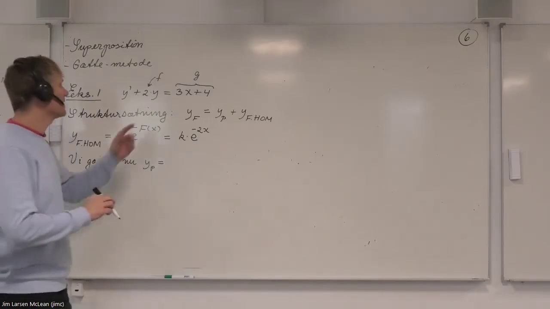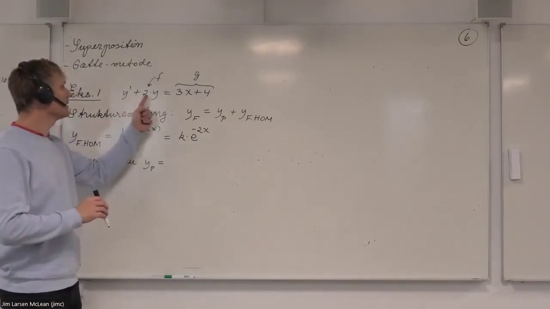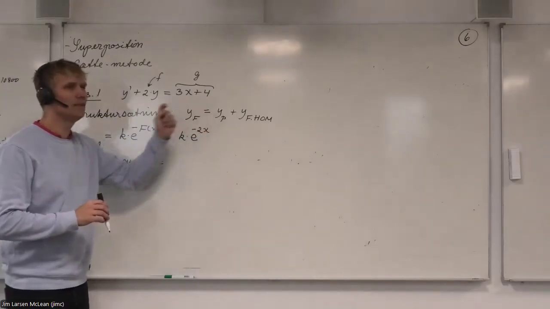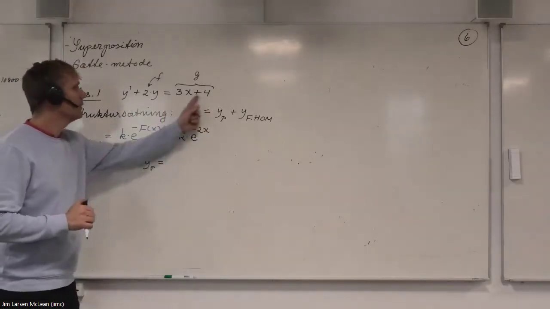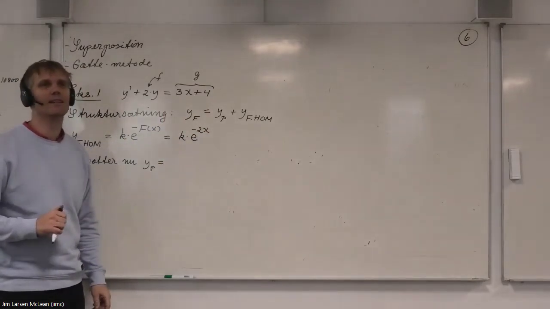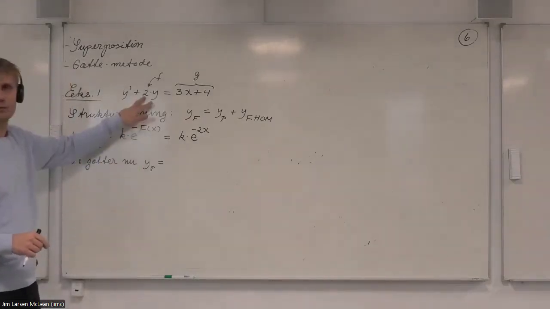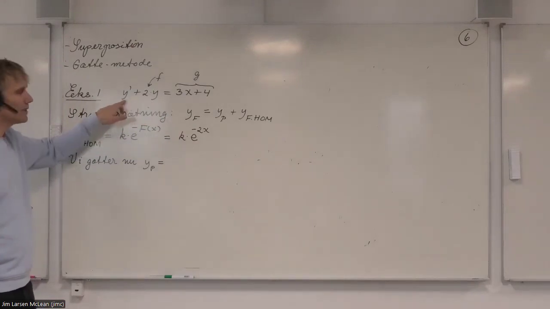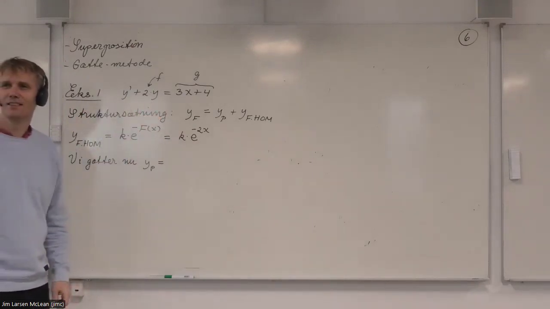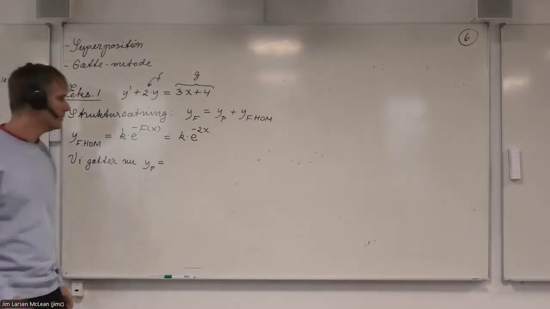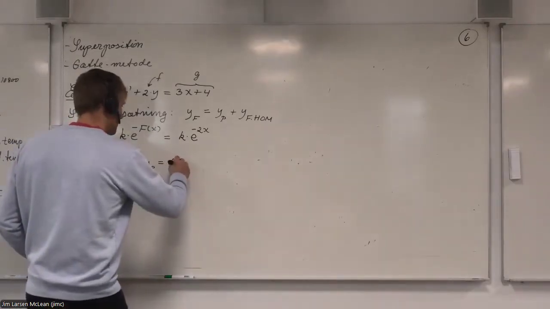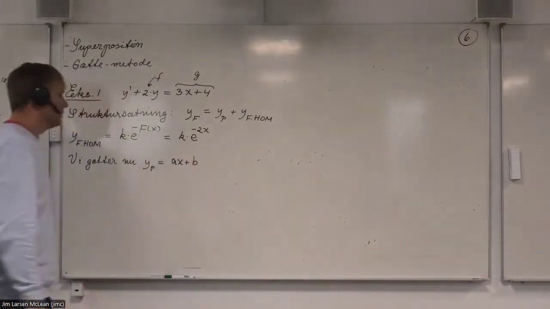So if I need to find something that, differentiated and added to itself times 2, gives 3x plus 4, then it's a really good guess to go for ax plus b, because it's some kind of straight line. It must be some kind of straight line that has the property that multiplying it by 2 and adding it with a constant results in a new straight line. So therefore we guess ax plus b. So we just guess that.